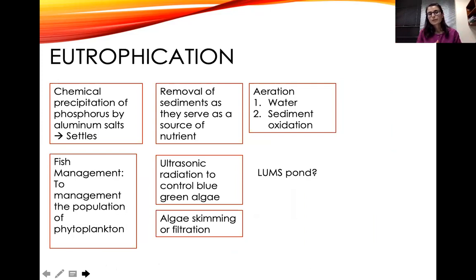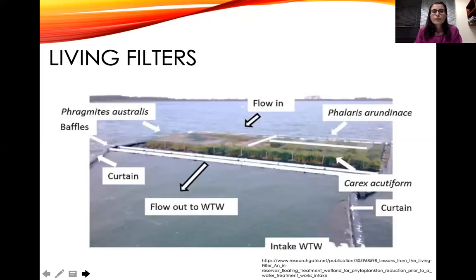Another could be using ultrasonic radiation to control the algae that causes eutrophication, or harvesting fish, or putting fish in there after skimming the algae to make sure that they eat the phytoplankton, and then there is no phytoplankton remaining for algae, which also need to feed on this, and then kind of stopping the process of eutrophication. Should I talk about this?